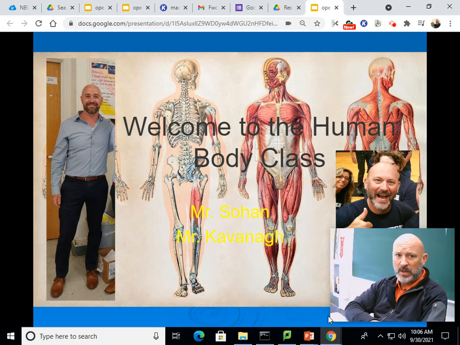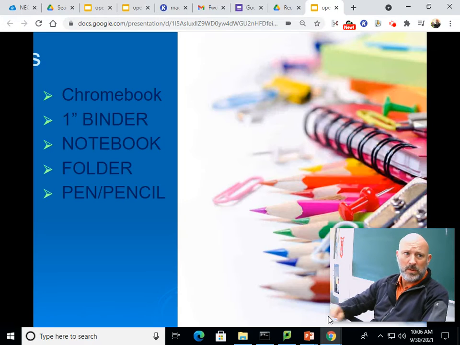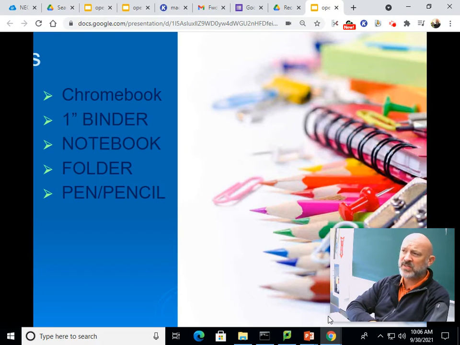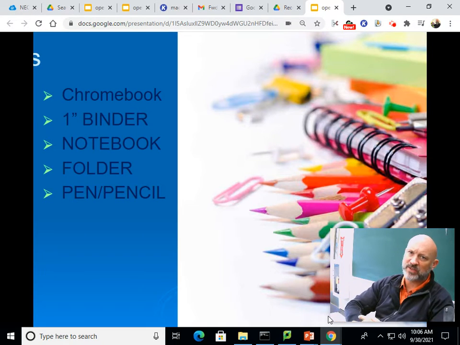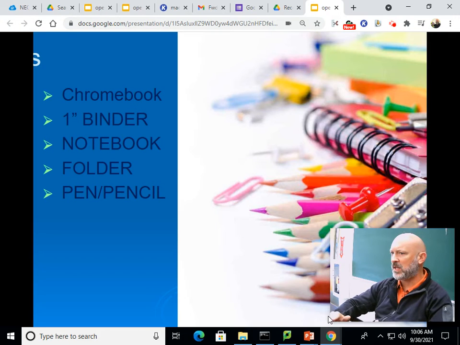When it comes to supplies, it is important that your child comes to school every day with the Chromebook and the charger. I understand by the end of the day, Chromebooks could be running out of battery life. So having that charger on them in school is very important. We do have stations around the classroom that they can use to recharge their Chromebooks.